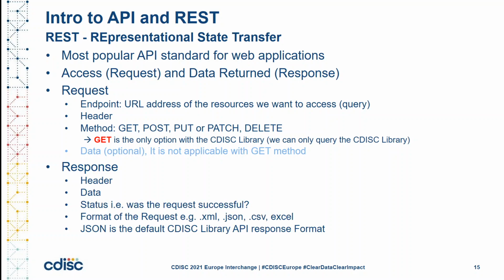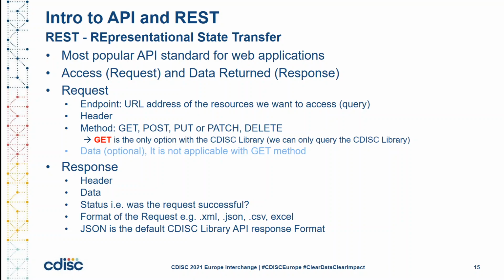With the get method, you get a response or a file that can be based on different formats such as XML or JSON, but you can also have CSV and Excel with the CDISC library API. And the file will contain a header and the data we requested. So in the case of the CDISC library, it could be the content of a recent CDISC controlled terminology.